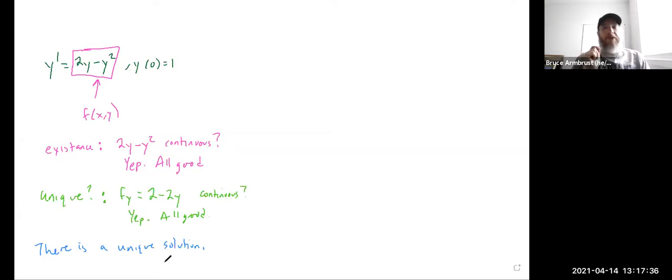But remember, this means a unique solution on some interval that contains this point. It doesn't necessarily mean that the solution we find is going to work for minus infinity to infinity or anything like that. We know that there is an open rectangle that contains this point where there is a unique solution, and I know that there's a sub-interval, but what exactly it looks like, we're going to have to figure out.